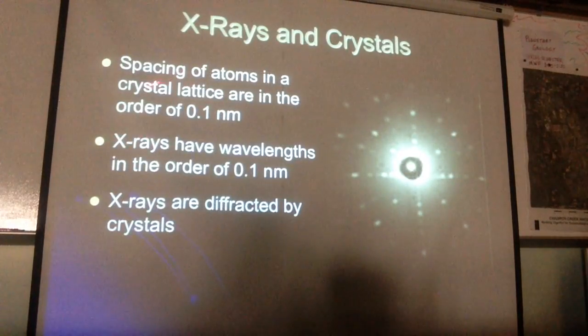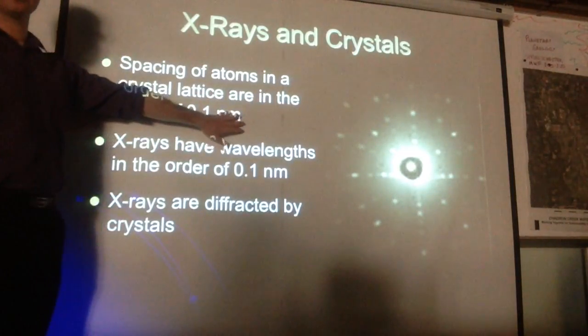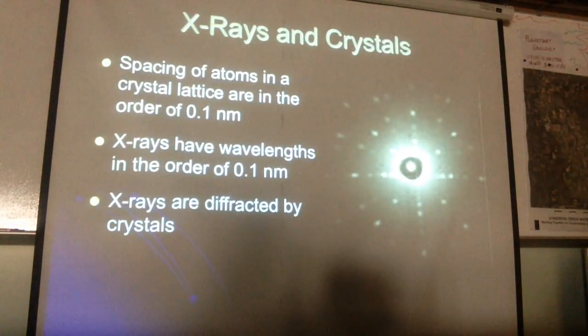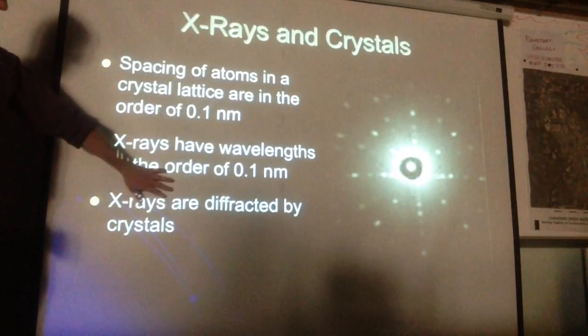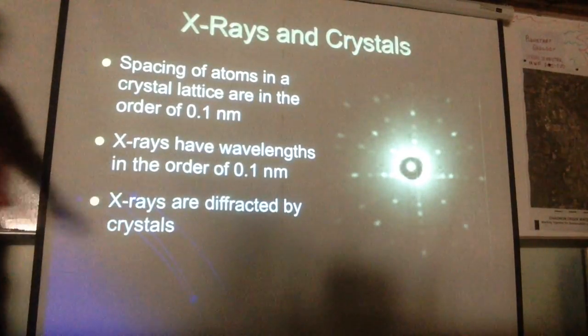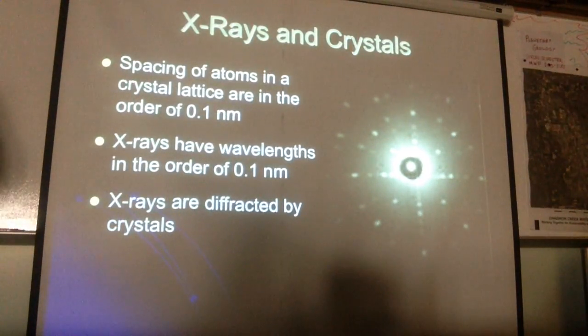The spacing of the atoms in the crystal lattice is on the order of 0.1 nanometers. X-rays have wavelengths on the order of 0.1 nanometers, and X-rays are then diffracted by the crystals to create a specific pattern.